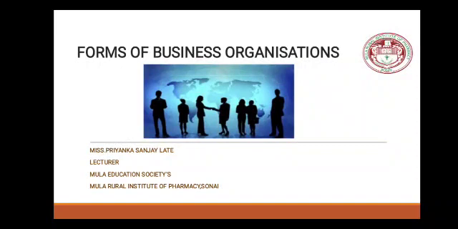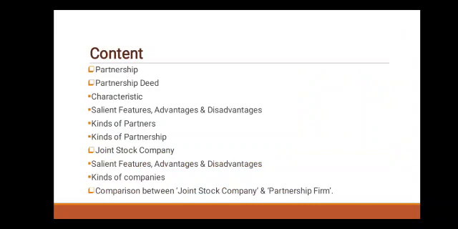In this presentation, I am going to discuss the topic of forms of business organization. We will discuss the content of the presentation: definitions of partnership and partnership deed, characteristics, salient features, advantages and disadvantages of partnership, kinds of partners, kinds of partnership, joint stock company, salient features, advantages and disadvantages of joint stock company, kinds of companies, and comparison between joint stock company and partnership firm.